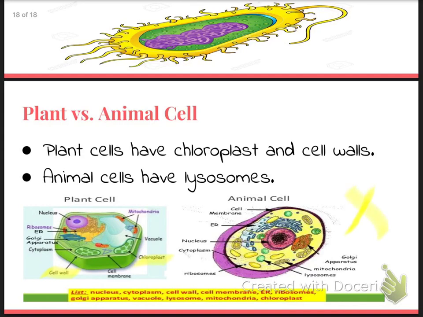There's chloroplasts. Not one in the animal cell. But then over here in my animal cell, we have lysosomes. And there's not any over here in our plant cell. Okay? So those are the key differences that you need to make sure you know.